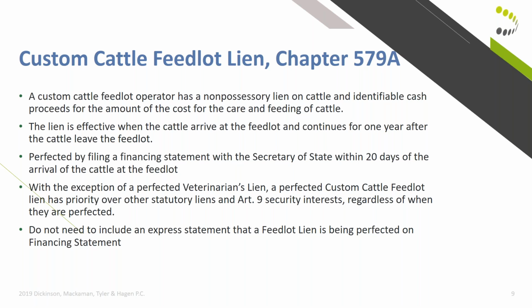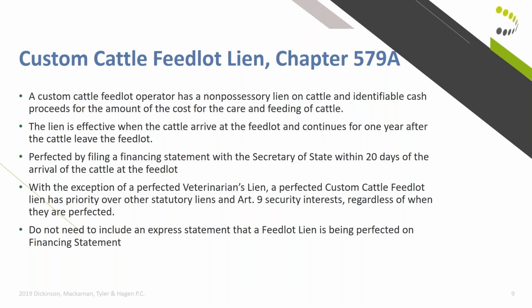Thanks, Brad. First, I'm going to start with the custom cattle feedlot lien. A custom cattle feedlot operator has a non-possessory lien on cattle and identifiable cash proceeds for the amount of the cost for the care and feeding of cattle. This lien becomes effective when the cattle arrive at the feedlot, and it continues for 1 year after the cattle leave the feedlot. Just as most of the ag liens are, it is perfected by filing a financing statement with the Secretary of State's office within 20 days of the arrival of the cattle at the feedlot.